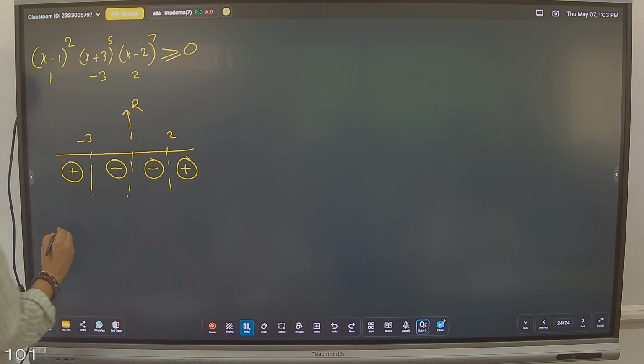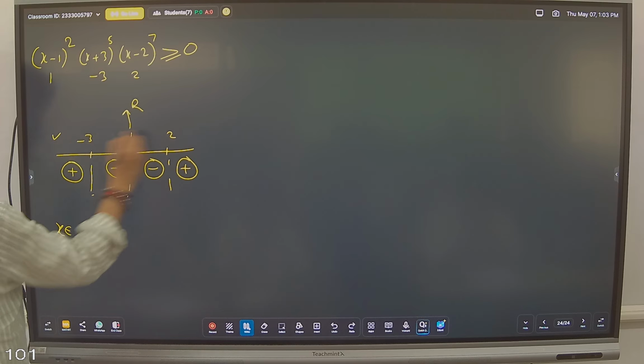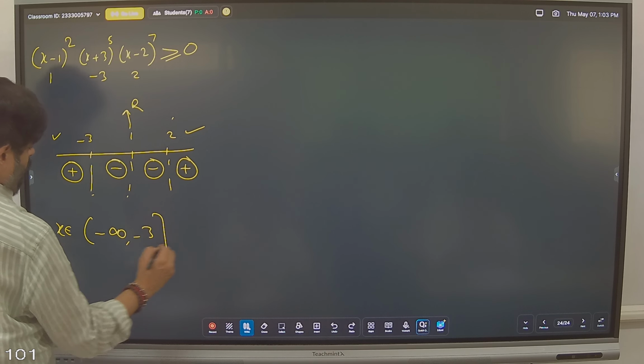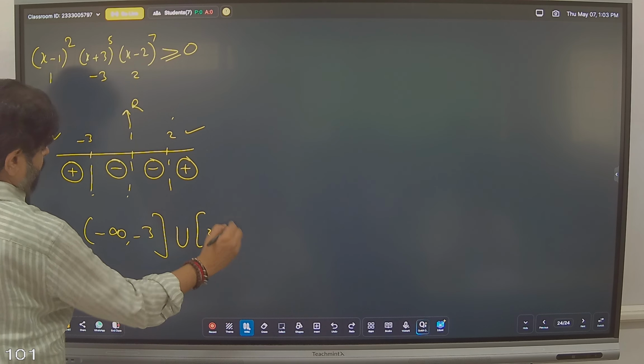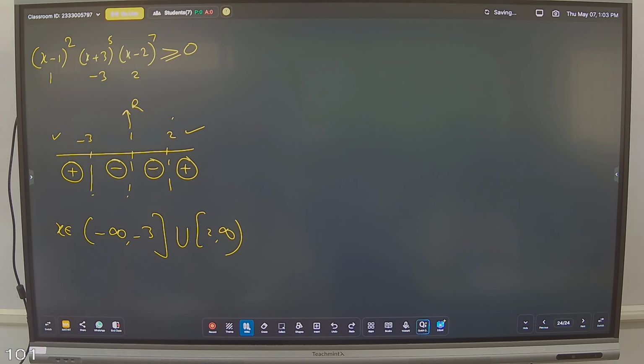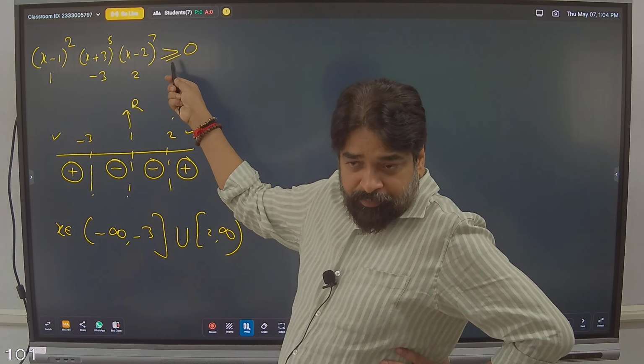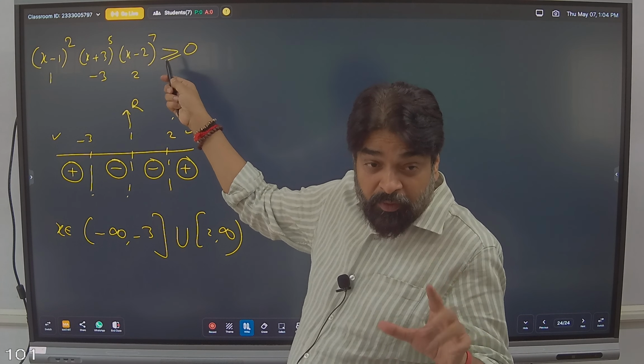Now, we want positive, so these two regions are correct. x element of minus infinity to minus 3 closed, union 2 closed to infinity. Yes or no? Any mistake? In the repeated critical point, a problem can happen. What problem? It's greater than or equal to 0, which means I want those solutions. You want to say something?